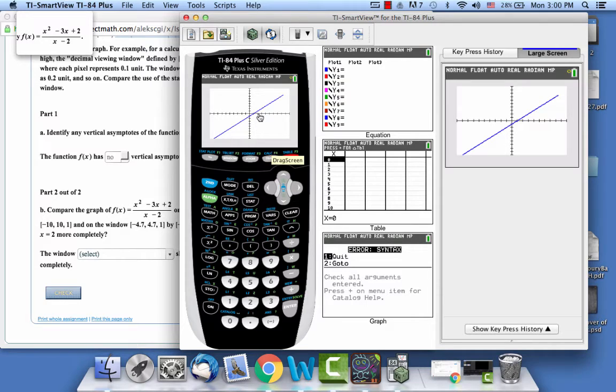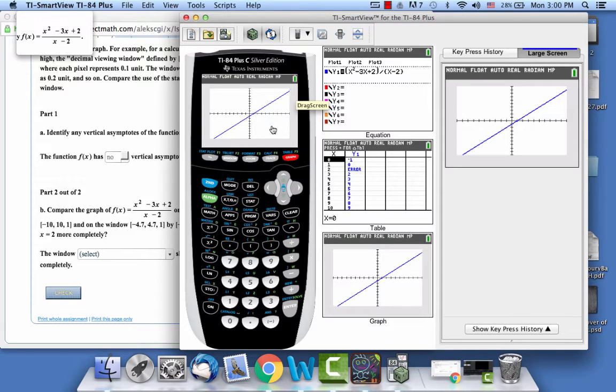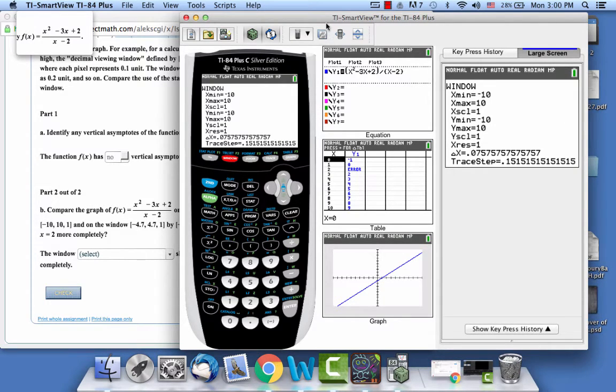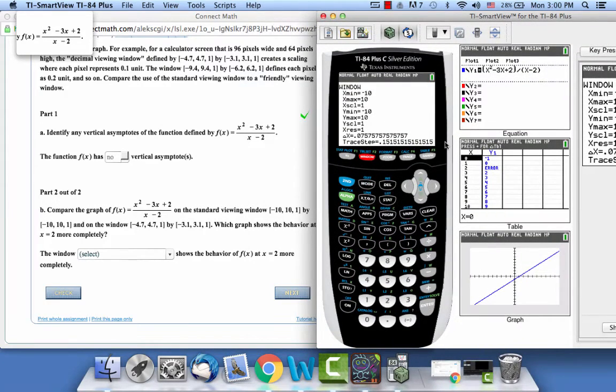And what happened is it just passed by 2 without so much as a blip. We don't know what's happening at 2. It looks, for all the world, like just the line x minus 1. There's no indication of anything else. So let's go back to the window and change it to get closer to where x equals 2.